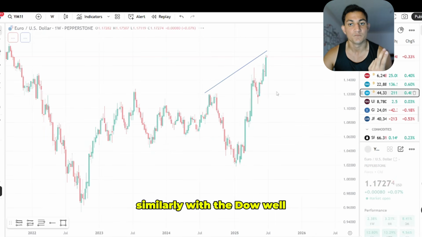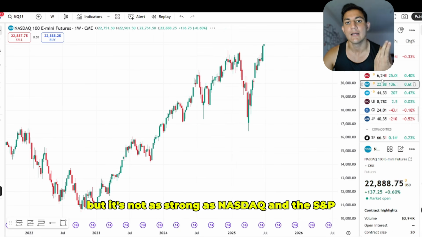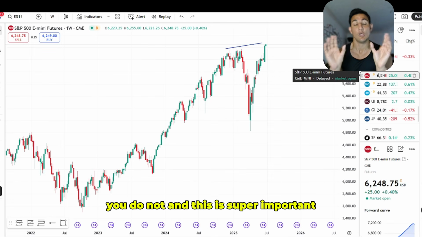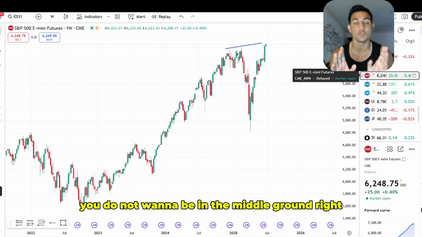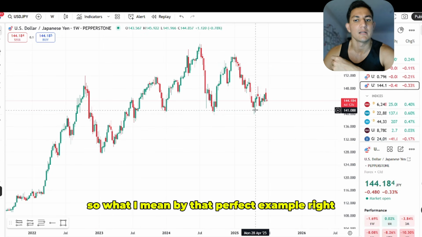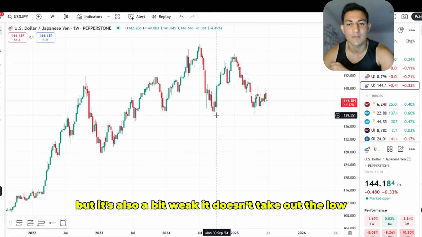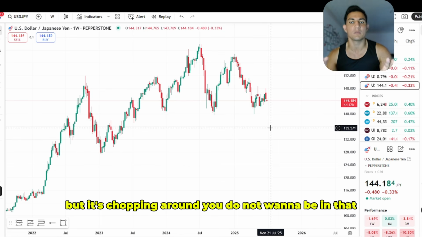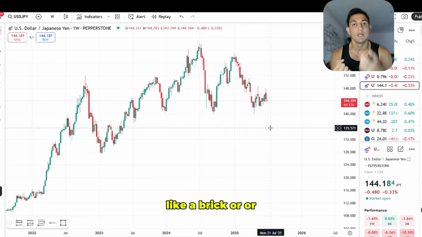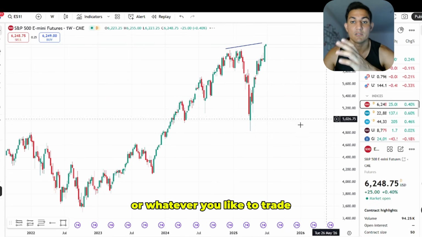Similarly, with the Dow, well, it has gone up, but it's not as strong as Nasdaq and the S&P. And you only want to be in the strongest currencies and the weakest currencies. You do not, and this is super important, you do not want to be in the middle ground, right? So what I mean by that, perfect example, dollar yen, where it's kind of strong, but it's also a bit weak. It doesn't take out the low, but it's chopping around. You do not want to be in that because you're going to get chopped up, right? You want to be in currencies that are dropping like a brick or going to the moon, right? Currencies, indices, whatever you want to call it, or whatever you like to trade.